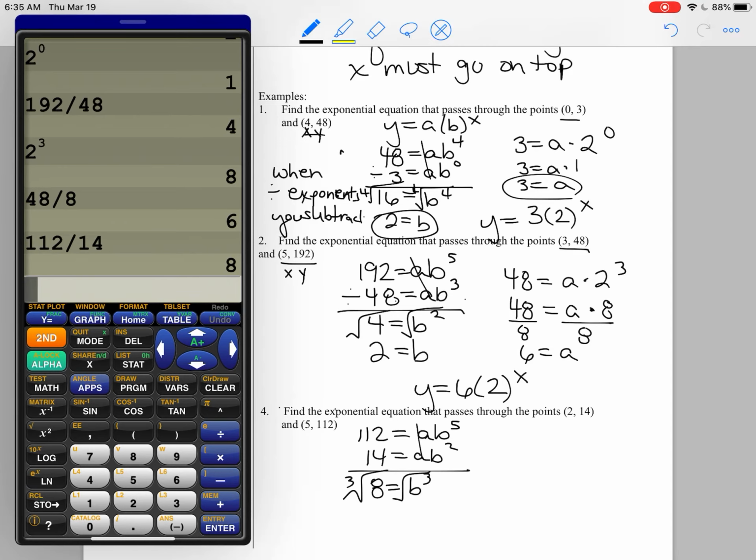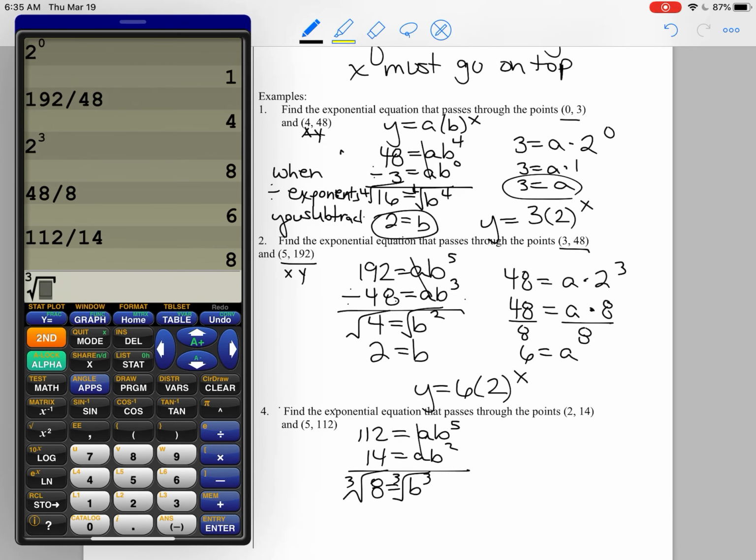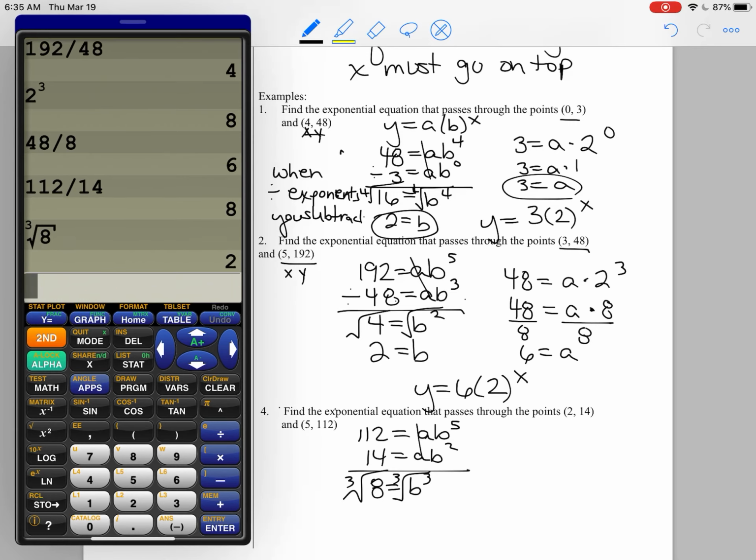Taking the cube root. Math. Again, remember you have to put what type of root you're putting in before you can go to your calculator. Enter, and that's 2 equals B.